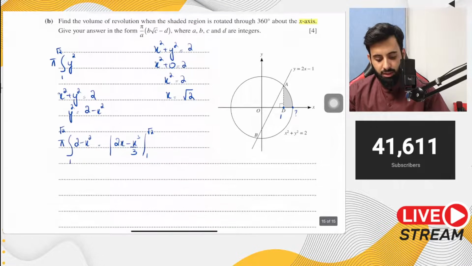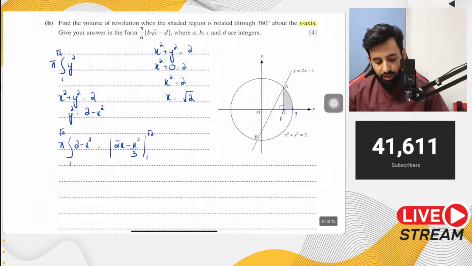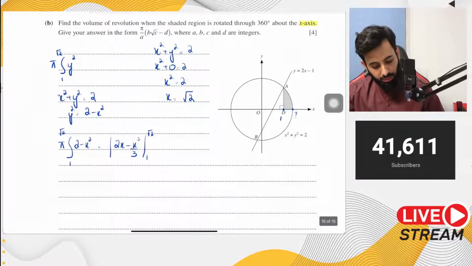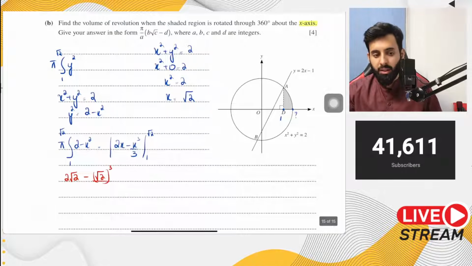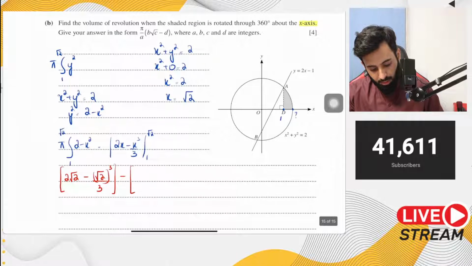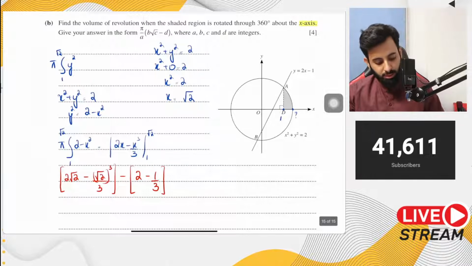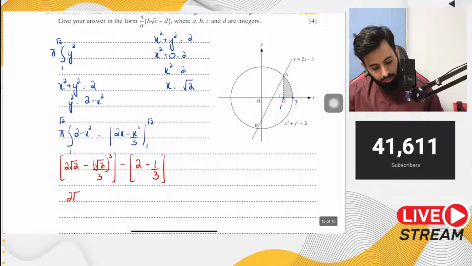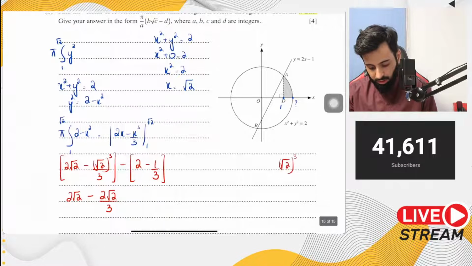Now notice that the question is asking us to give our answer in surd form, pi and surd, everything as it is. So if you plug in the upper limit, you have 2 under root 2. Now what happens when you cube under root 2? You get under root 8, which by the way is 2 under root 2. Now let's plug in the lower limit, which is 1. So 2 into 1 is 2 minus 1 cube upon 3. Now let's simplify this. So this is 2 under root 2 minus 2 under root 2 upon 3. How did I get 2 under root 2? I'll write it over here. Under root 2 cubed is equal to under root 8, which is equal to 2 under root 2.